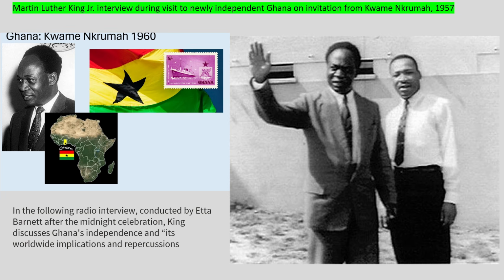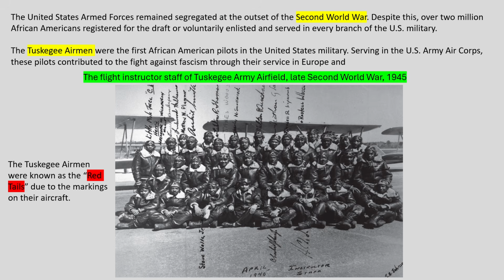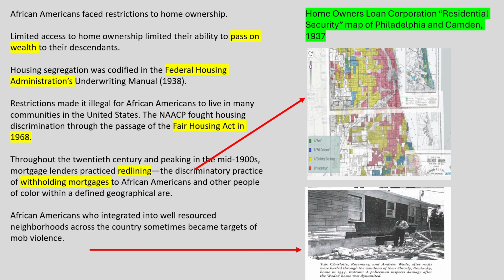Kwame Nkrumah, first leader of Ghana after decolonization, significant because King represents the United States. And here we have a global leader basically experiencing some of the same issues going on, whether it's colonialism on a global scale or segregation and discrimination, second-class citizenship in America. World War II, redlining significant because it's going to further increase those segregation borders.